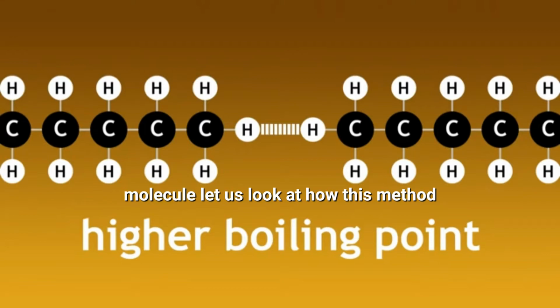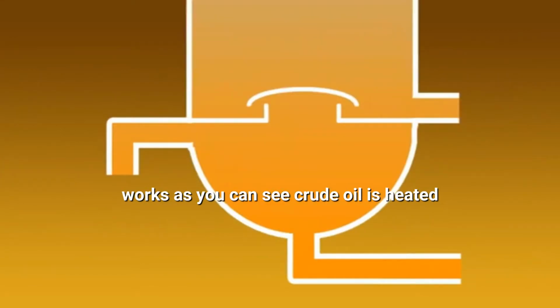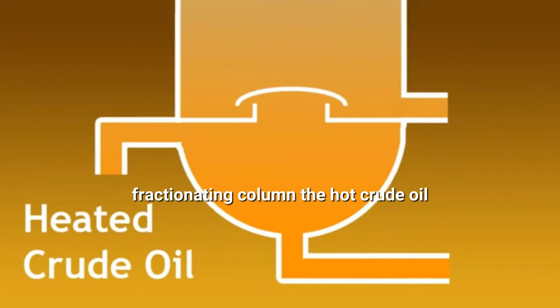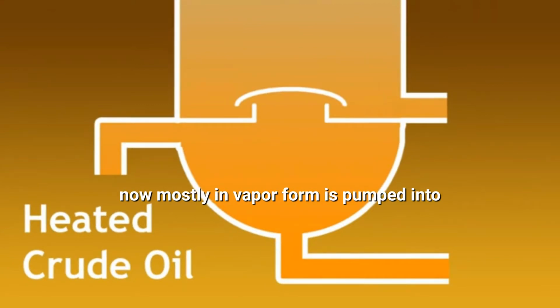Let us look how this method works. As you can see, crude oil is heated up to a higher temperature outside the fractional column. The hot crude oil, now mostly in vapor form, is pumped into the column.